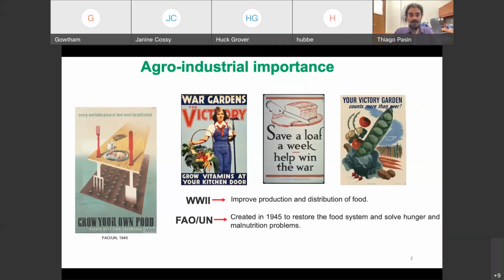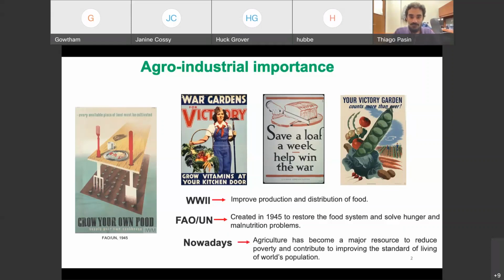And then the Food and Agriculture Organization was created by the UN, the United Nations. It was created in 1945 to restore the food system and solve hunger and malnutrition problems. And nowadays, agriculture has become a major resource to reduce poverty and contribute to improving the standard of living of the world's population.